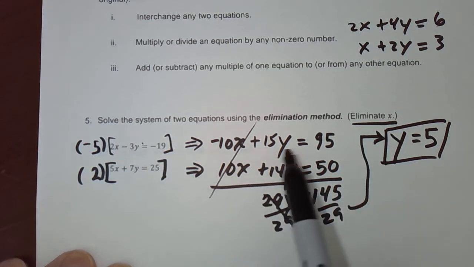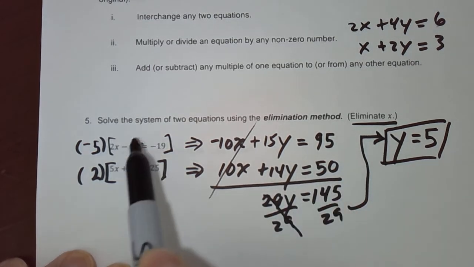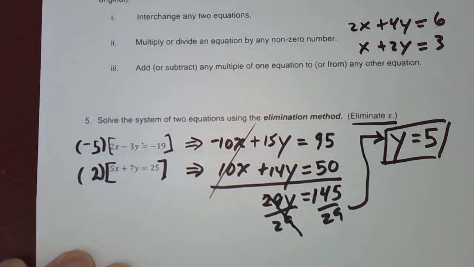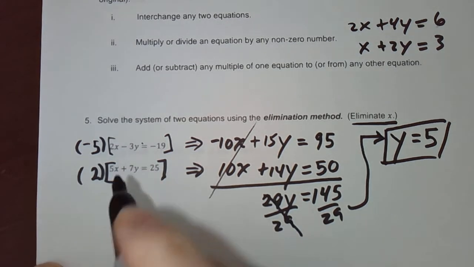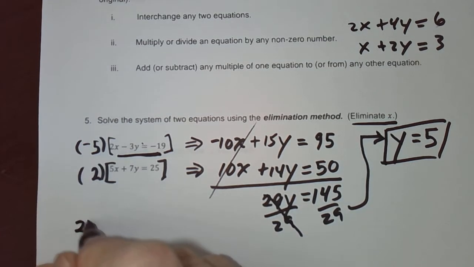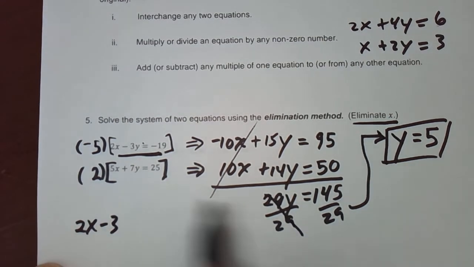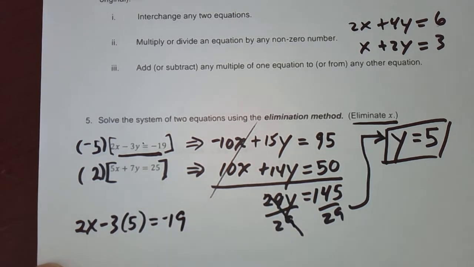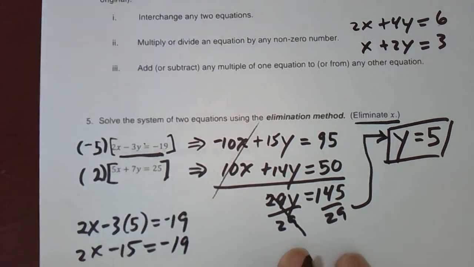And now, just as usual, let's go back to either one of the two original equations. You could actually use this equation, or this equation, or this one, plugging y equals 5 in and solving for x, and you'll get the correct answer. These are all valid equations. So let's just choose the first equation right here. 2x minus 3y, but y is 5, equals negative 19. 2x minus 3 times 5 is negative 19. So 2x minus 15 is equal to negative 19.